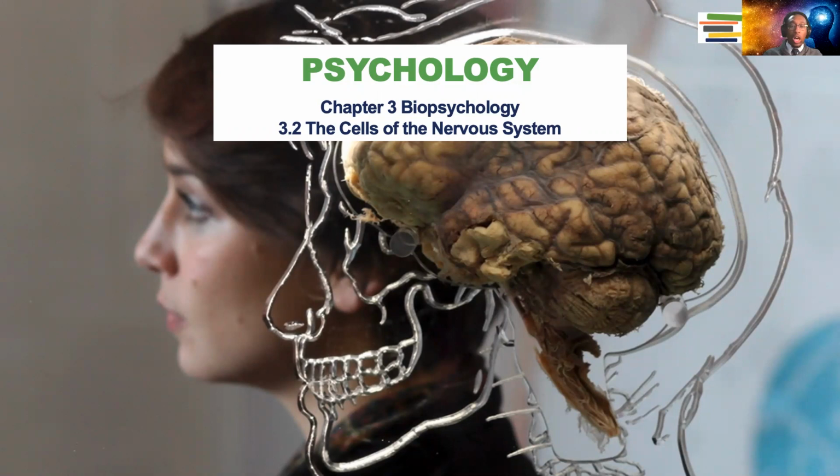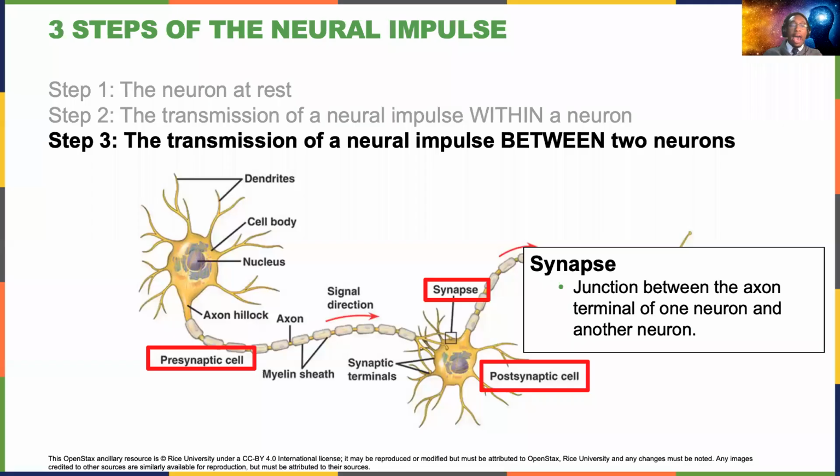In this video, I will be discussing how neurons communicate with each other, the transmission of a neural impulse between two neurons. So as we reviewed in a previous video, this diagram kind of shows the propagation of a neural impulse between two neurons. And the connection, the junction between two neurons is called a synapse.